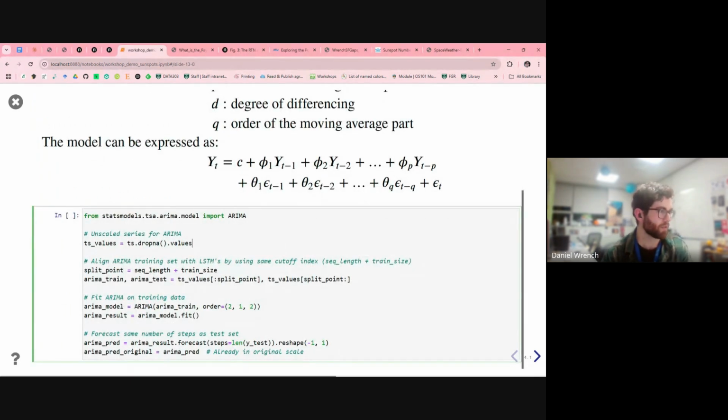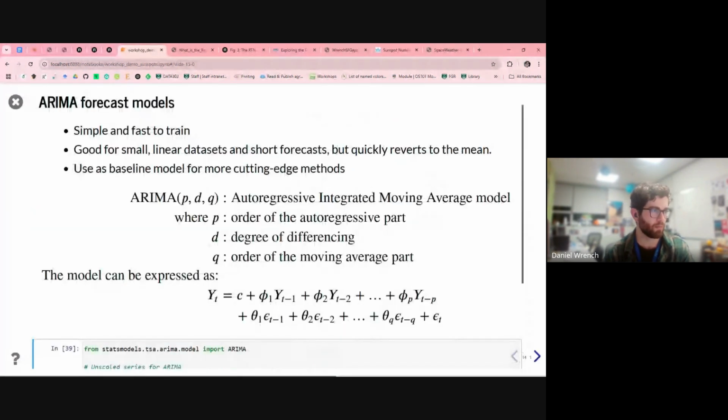In order to fit one of those, the statsmodels library has a function for that. We're again using train and test sets, and for this one we're going to use 2 autoregressive terms, 2 moving average terms, and we'll difference the series once. That's something you'd want to do some kind of parameter search for, but just for here we're going to fit that. It's very quick to run, so we'll see the results of that momentarily.